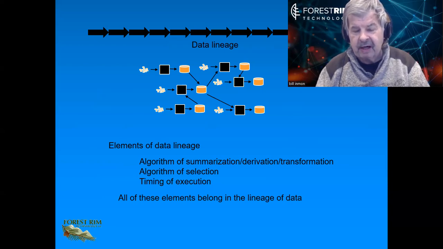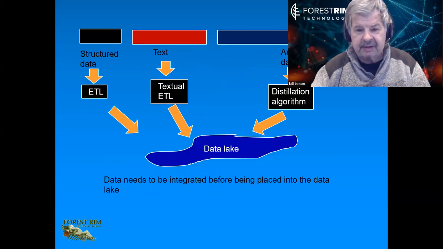Second thing we need to look for is the algorithm of selection, that when we move data from point A to point B, in some cases, we don't move all of the data, just some of the data. So we need to know what those algorithms are for selecting what data gets to be moved in terms of lineage. Another thing we need to look at is the timing of execution, that when we are looking at the movement of data, the actual timing of the movement is something that's important as well. And all of these elements belong in the lineage of data, as well as other elements.